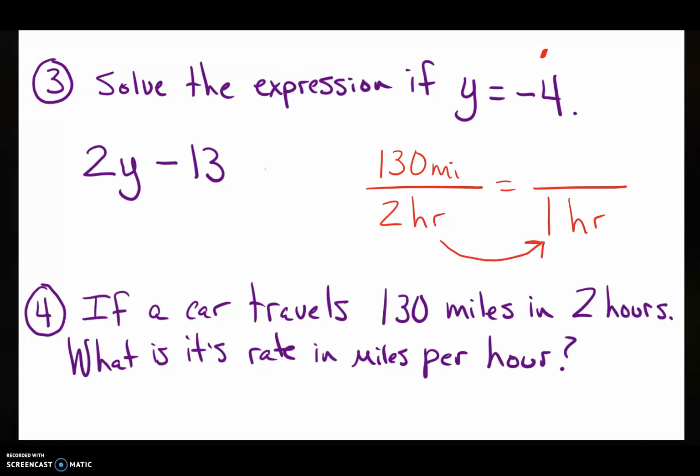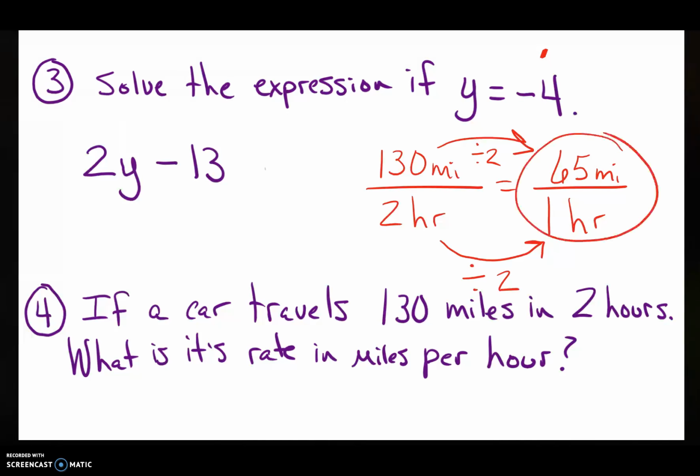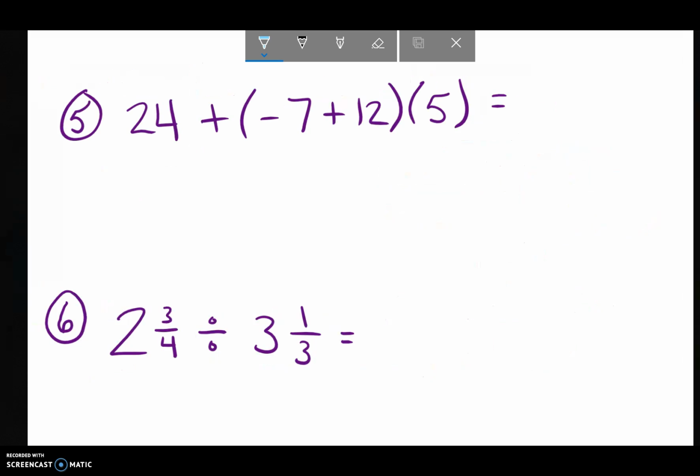And we ask ourselves, what do you divide 2 by to get 1? 2 divided by 2 is 1. So therefore, 130 divided by 2 is going to give us our miles per hour. 130 divided by 2 is 65. So this car is driving 65 miles per hour. Number 5 and 6 on the back side of the paper. We just have some order of operations problems here.